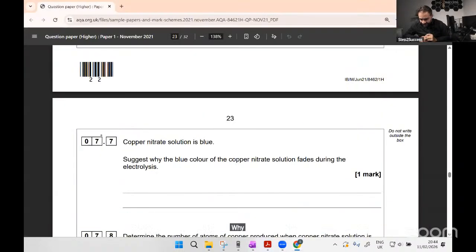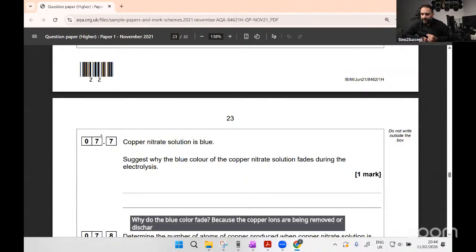Why does the blue color fade? Because the copper ions are being removed, or discharged is the fancy word for it. But if you just say removed, then that would be fine.